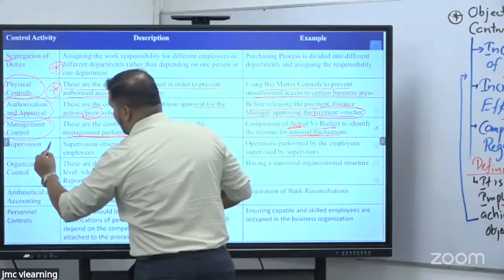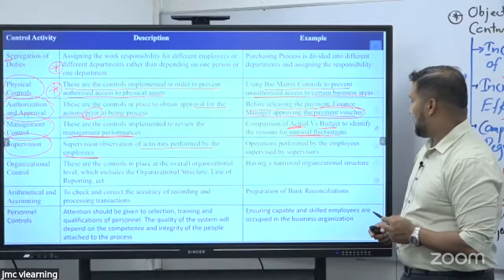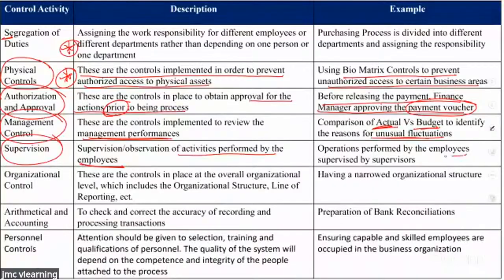Right. Then comes the supervision. Supervision or observation of activities performed by employees. Supervision is also an important aspect. You need to supervise the work which has been done by who? Done by employees. Example, operations performed by the employees are supervised by the supervisors.